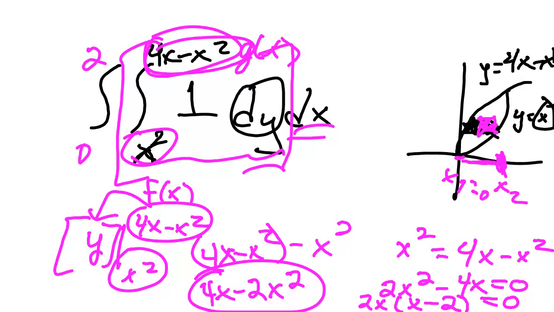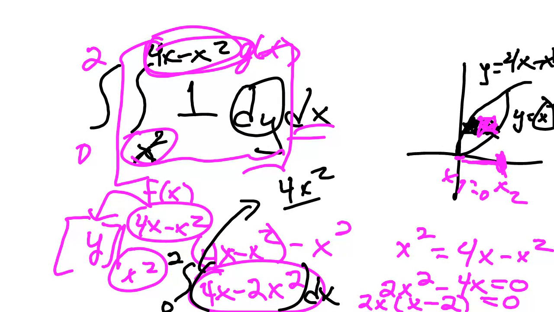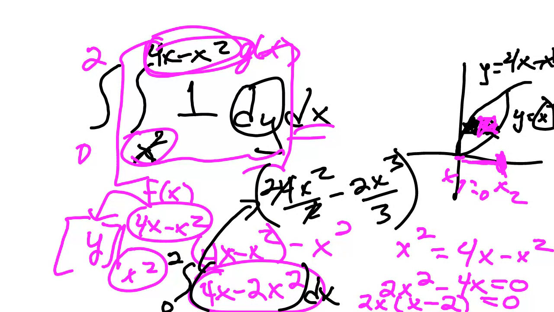And then I'm going to take the antiderivative of this from 0 to 2, with respect to x, and see if that works out. So that's going to end up being 4x squared over 2 minus 2x cubed over 3. So that's 2 and 1. Evaluated from 0 to 2.